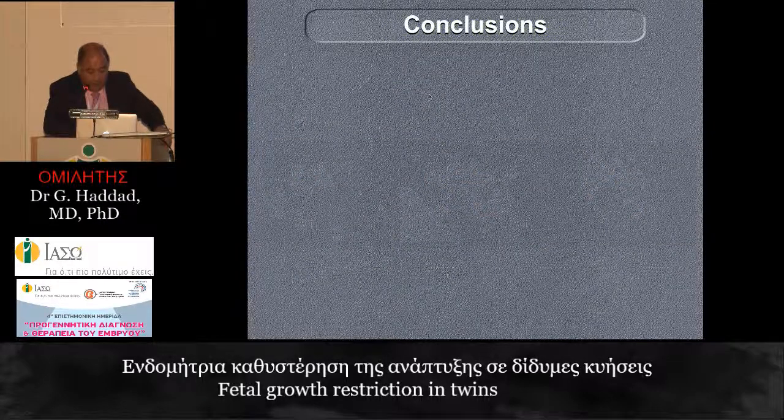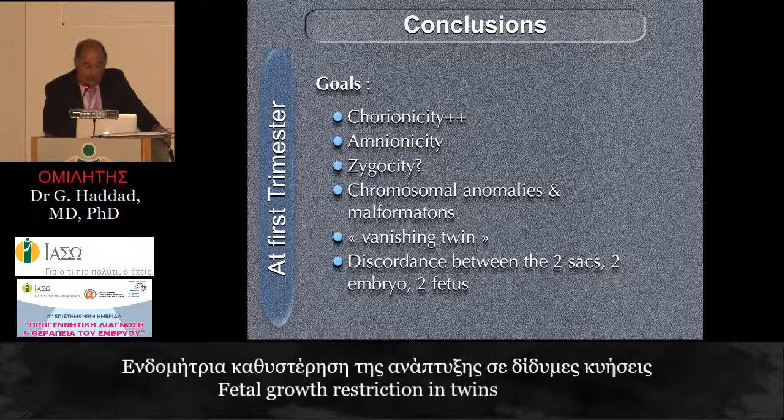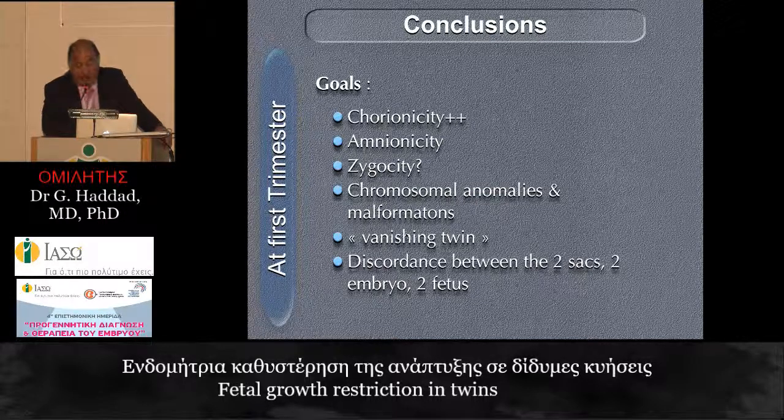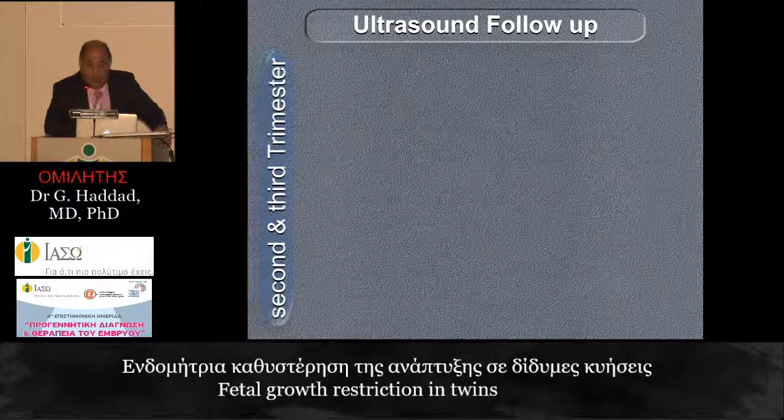So in conclusion, in the first trimester, you have to determine chorionicity, amnioticity, eventually zygosity, but this is not very important. You have to screen for chromosome anomalies, and now NIPT in France is open to all twin pregnancies. We have to look, as Bernard explained this morning, for vanishing twin, and discordance from the beginning of the first trimester between the two sexes, and especially between the two CRLs.